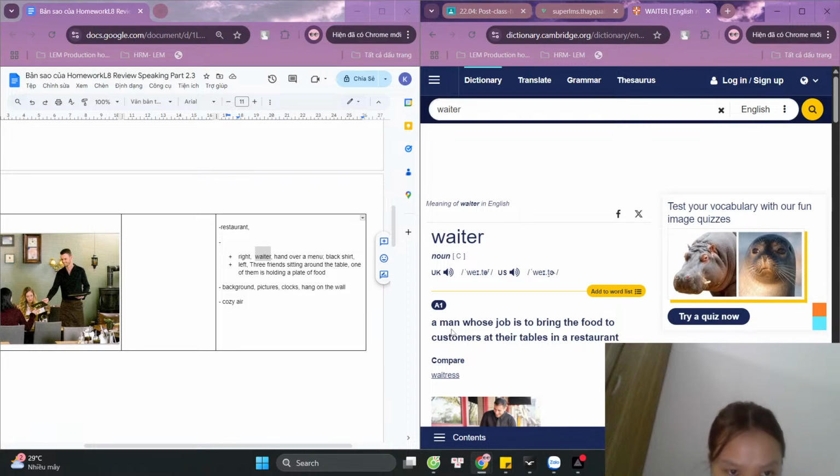This is a picture of a restaurant. On the right side, a waiter in glasses is handing over a menu. On the left side, three friends are sitting around the table. One of them is holding a plate of food. In the background, pictures and clocks are hanging on the wall. It looks like a cozy air.